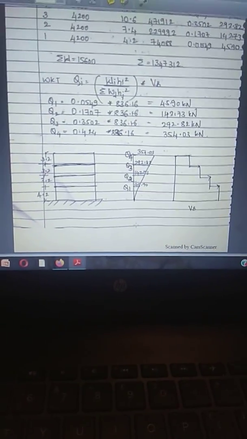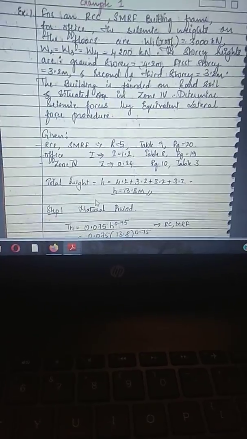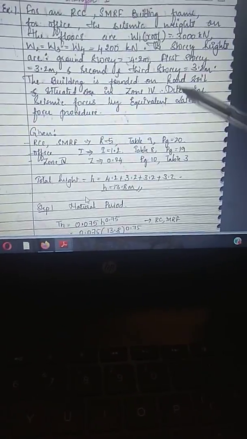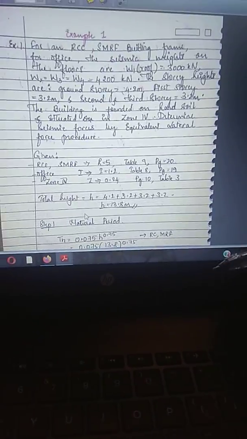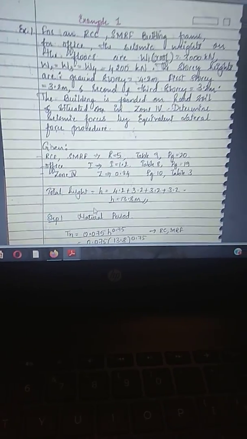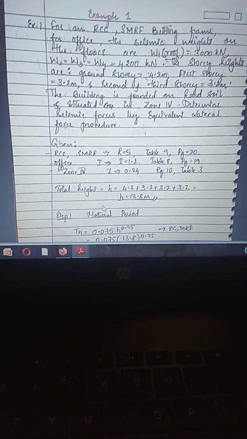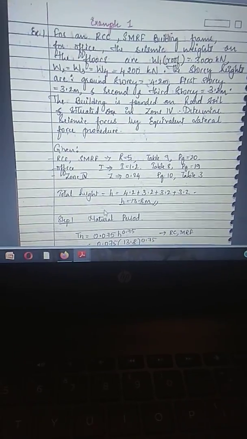So this ends the numerical. A very simple numerical wherein most of the things are given, like the weight is given, so it becomes easier for us to calculate. In the next few examples we'll take cases wherein we'll have to calculate the weight when the sizes of the beams or columns are given and the live load is given. So please practice this.